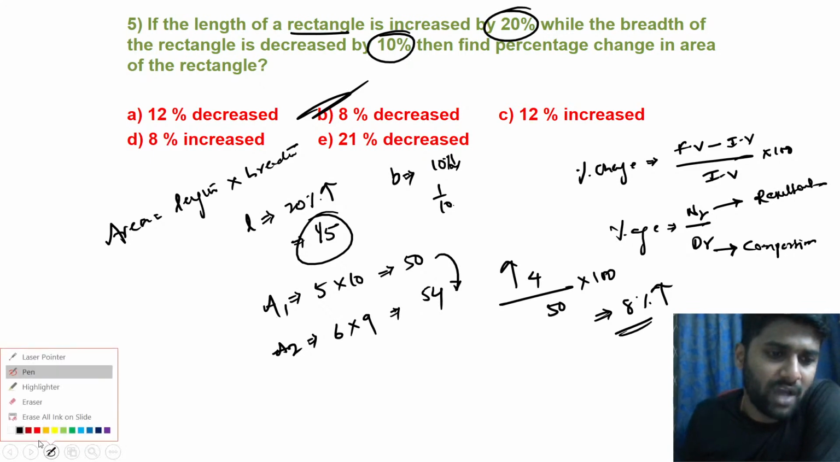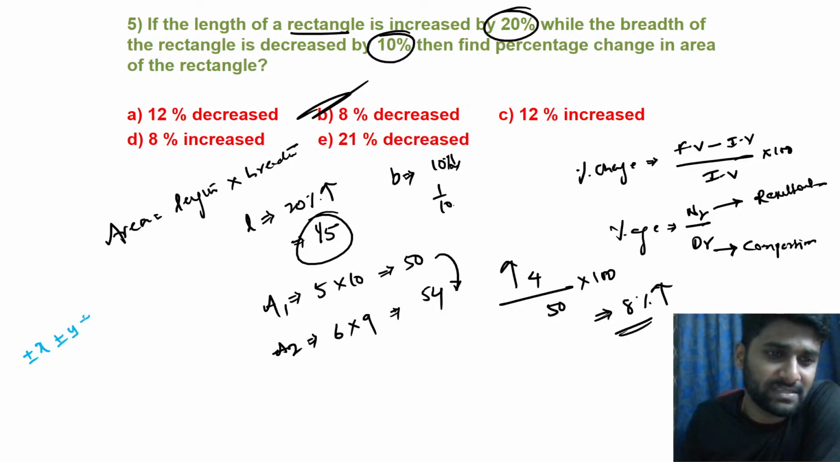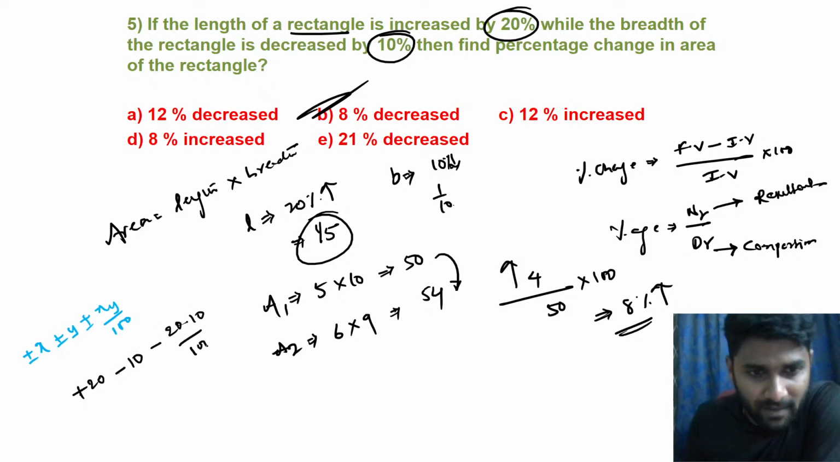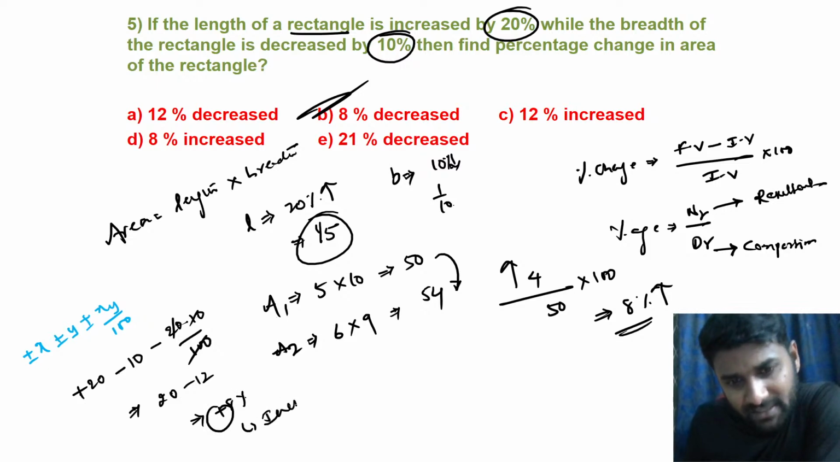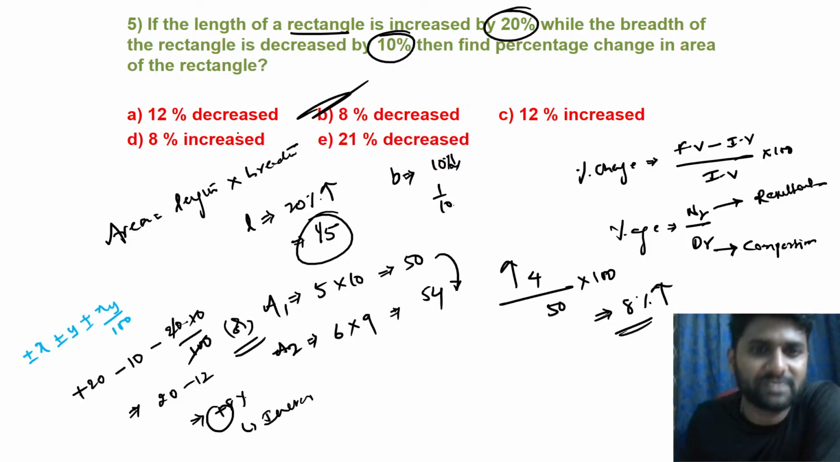This is one of the methods, or you can use the formula for successive percentage. You can use this formula: 20% is an increase, and the next value is decreased by 10%. Increase is positive, decrease is negative. So plus 20 minus 10 plus, into minus of 20 into 10 by 100. Finally, the value is equal to 20 minus 10 minus 2. We will get 8%, positive indicating an increase. You can use any of these methods.